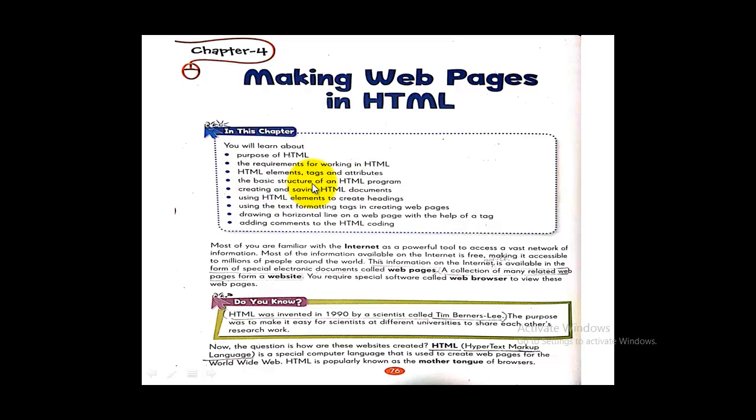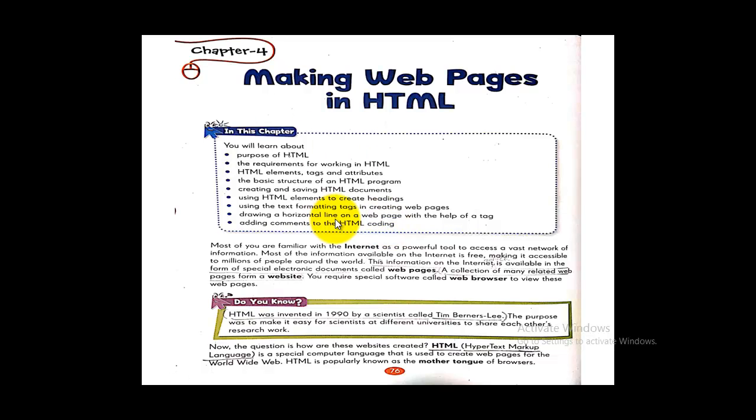Then the basic structure of an HTML program. Creating and saving an HTML document: how to create an HTML document as well as to save the document which we have created in HTML. Then using HTML elements to create headings, drawing a horizontal line on a web page with the help of a tag. Now adding comments to the HTML coding. These are the things we are going to learn in this chapter.